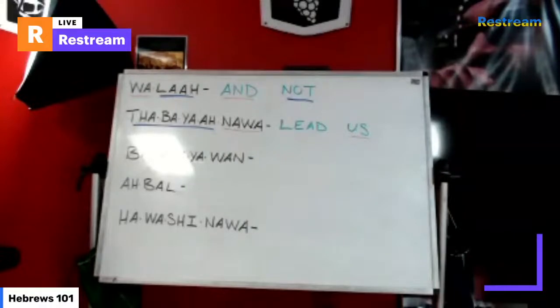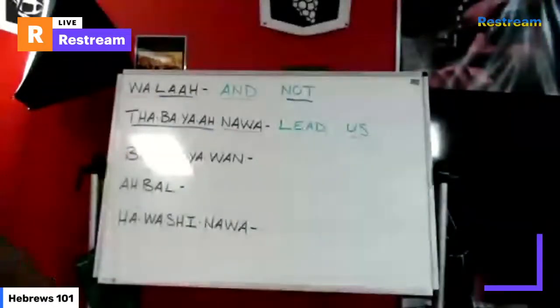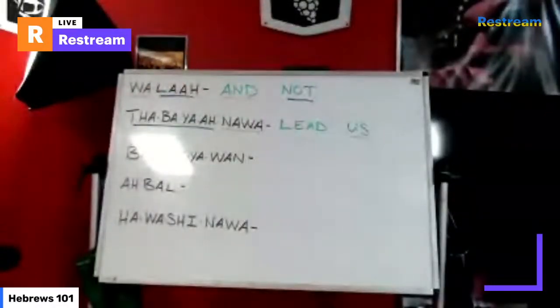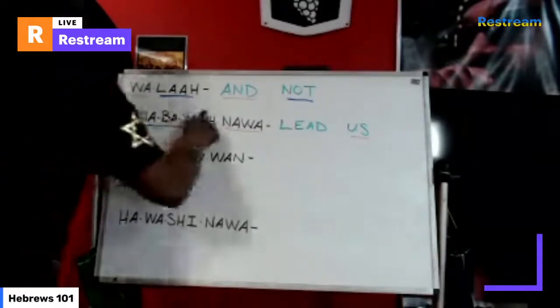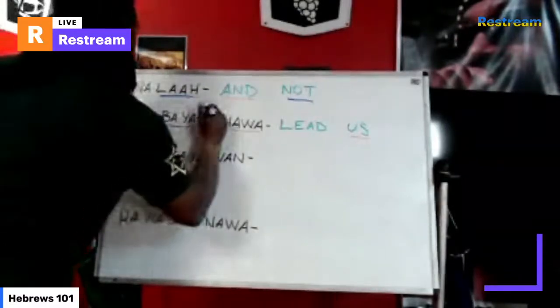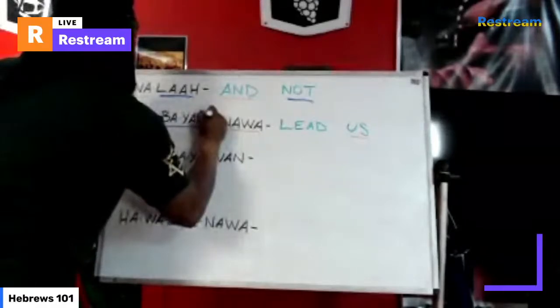Let's go back to my notes. Okay, here, as a prefix, the "ah" can be "I" or "I am." All right, but I don't have it as a suffix, so there's a very good chance that it is Tabayana. All right, so let's make that adjustment. Tabayana.